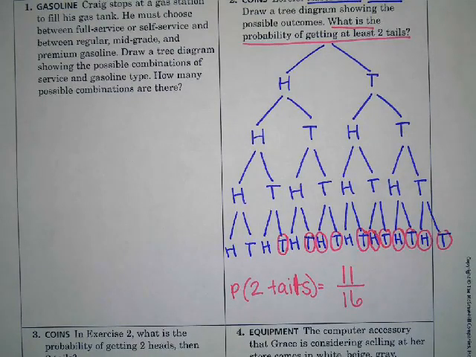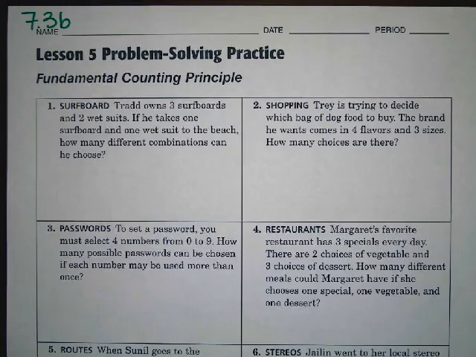Let's go ahead and flip over and look at the second page today. Our second page is the Fundamental Counting Principle Problem Solving Practice. 7.3b is what we labeled it. We're going to look at number 1 and 4 today to do together, and then we'll let you do the rest on your own for homework.